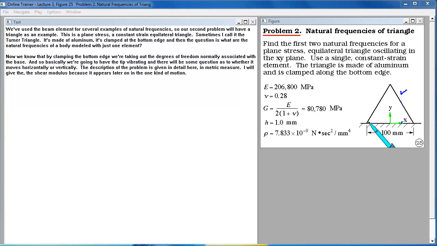Now, we know that by clamping the bottom edge, we're taking out the degrees of freedom normally associated with the base, and so basically we're going to have the tip vibrating, and there will be some question whether it moves horizontally or vertically. The description of the problem is given in detail here in metric measure. I will give the shear modulus because it appears later on in the one kind of motion.